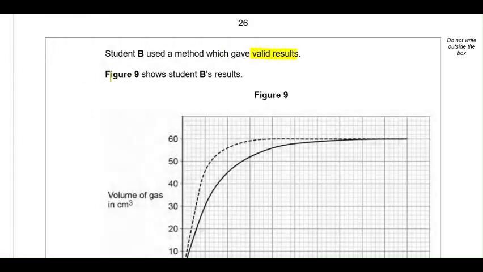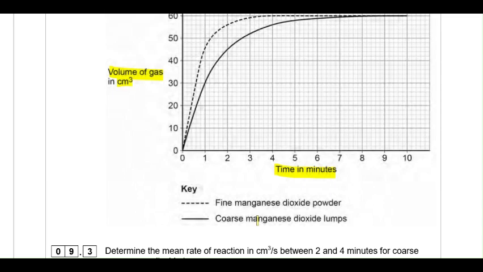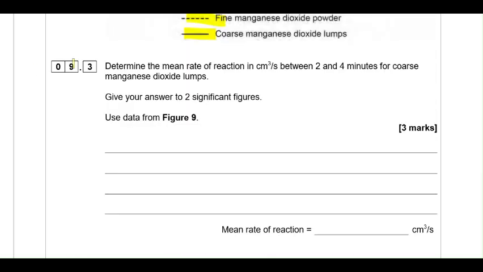Over the page, student B used a method which gave valid results, and figure 9 shows these results. We've got a graph of volume of gas in centimetres cubed against time, and we have 2 curves, a curve for fine manganese dioxide powder and one for coarse lumps. 9.3. Determine the mean rate of reaction in centimetre cubed per second between 2 and 4 minutes for coarse lumps. Give your answer to 2 sig figs and use data from figure 9 for 3 marks. Your answer must be in centimetres cubed per second.